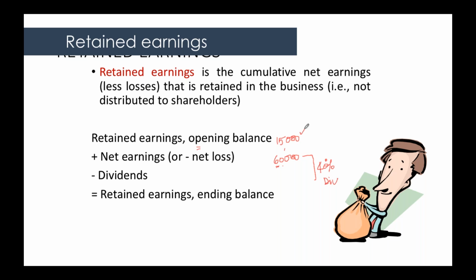So 15,000 the beginning amount. Current year profit is 60,000, of which 40% is distributed as dividend. So we will be paying 24,000 dividend from 60,000. So the ending retained earnings balance is going to be 15 plus 60, 75, minus 24, 51,000. So 51,000 will be the retained earnings at the end of the year. That will go to the balance sheet. So the retained earnings statement always shows you what portion of the profit is still retained in the business.